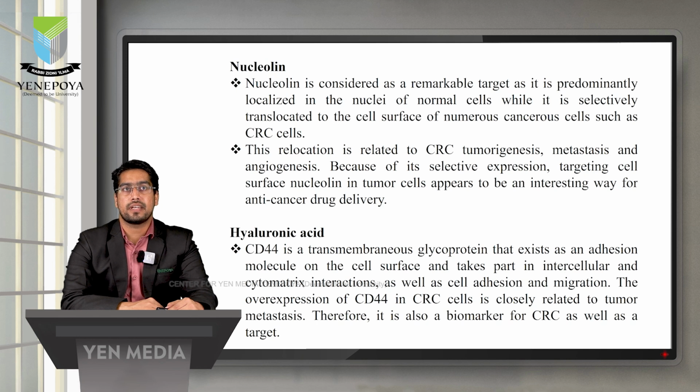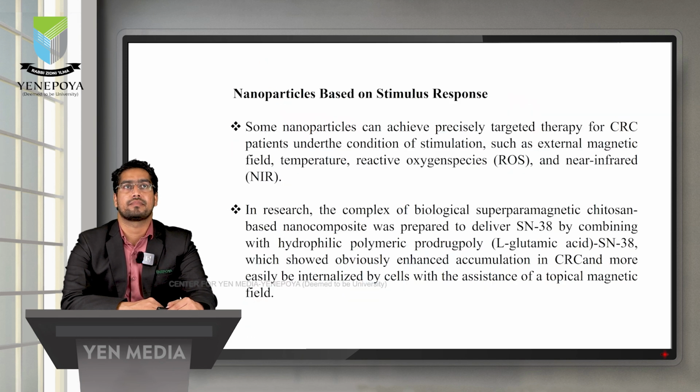And next is hyaluronic acid. Hyaluronic acid binds CD44 receptors on the cell surface. CD44 is a transmembranous glycoprotein that exists as an adhesion molecule on the cell surface and takes part in intercellular and cell-matrix interactions, as well as cell adhesion and migration. The overexpression of CD44 in colorectal cancer is closely related to tumor metastasis. Therefore, it is also a biomarker for colorectal cancer as well as a target.